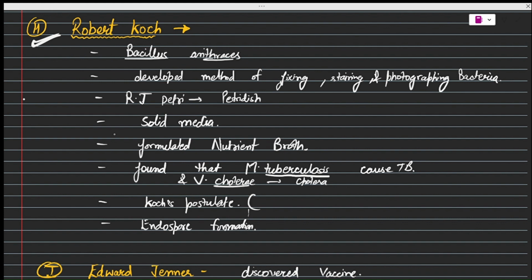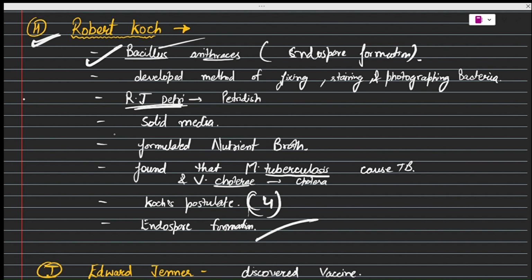Four postulates, Robert Koch, which is regarding the disease transmission. He worked on anthrax bacillus, and endospore formation was observed by Robert Koch. And his colleague R.J. Petri invented the Petri dish, which we still use today in order to grow microorganisms.